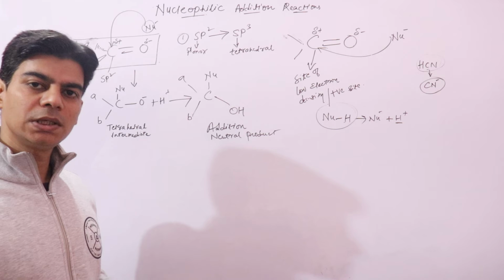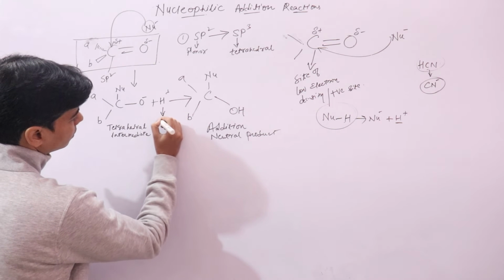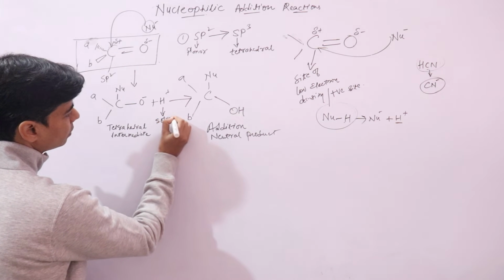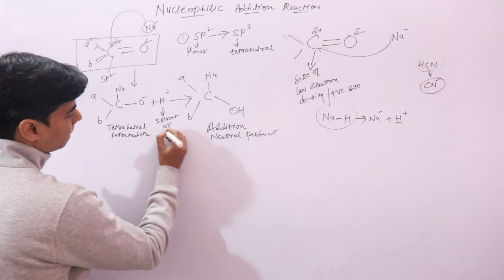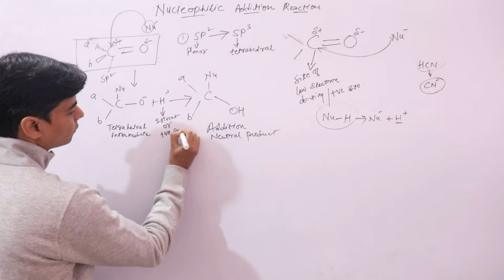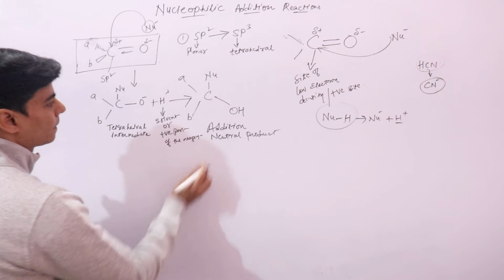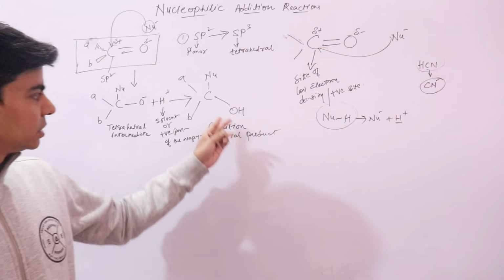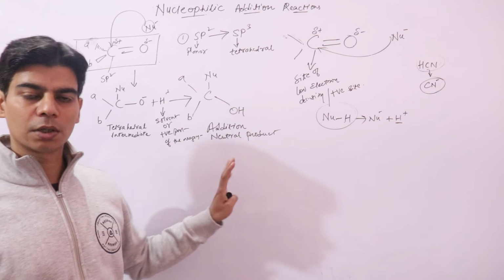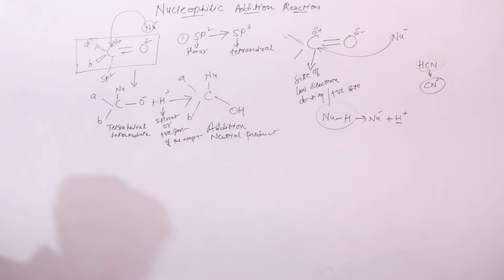So what it will do is pick up a proton from the solvent or from the positive part of the reagent to form this addition neutral product. This is your addition neutral product. This is what we will be doing in future for the reactions of aldehydes and ketones.